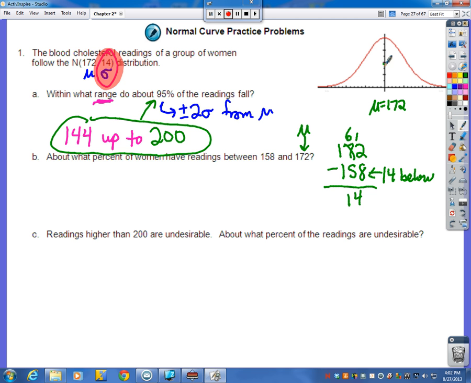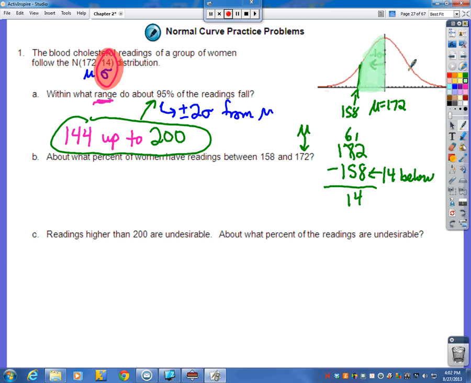So if I were to drop down 1 standard deviation, there I am at 158. And the question is this: what percent of women have readings between 158 and 172? I need to figure out what is the area underneath the normal curve from 158 to 172.